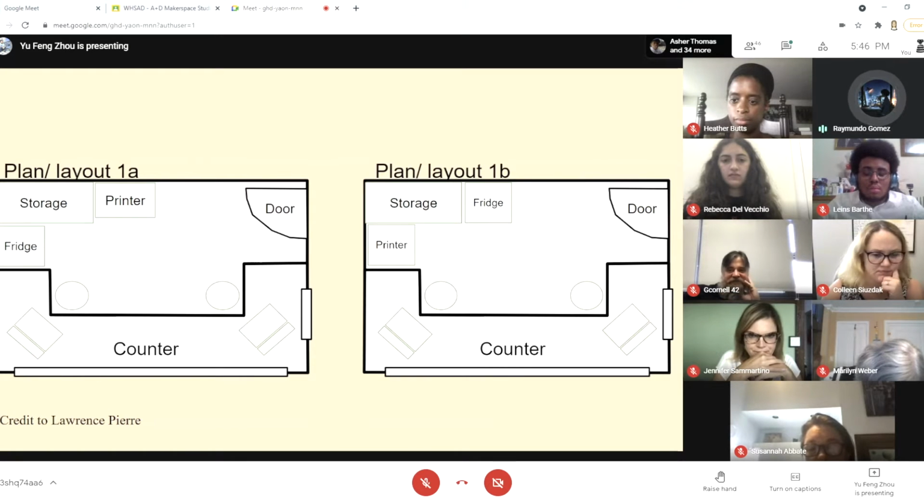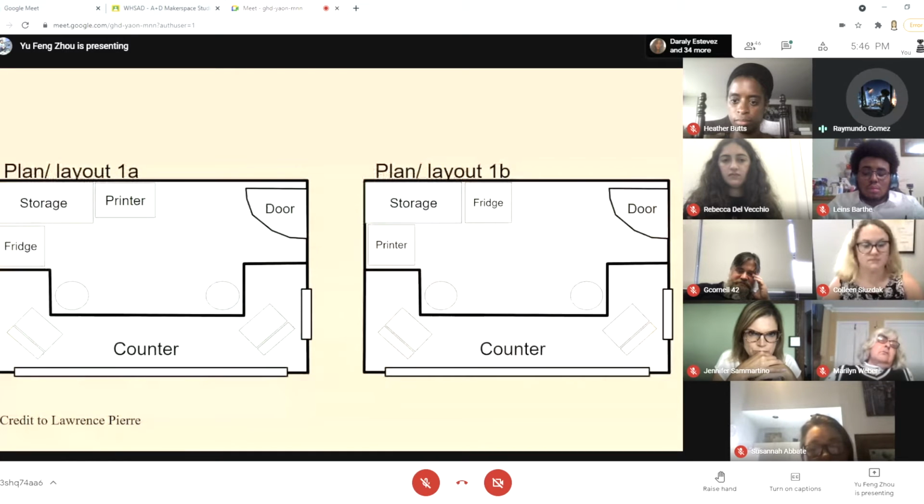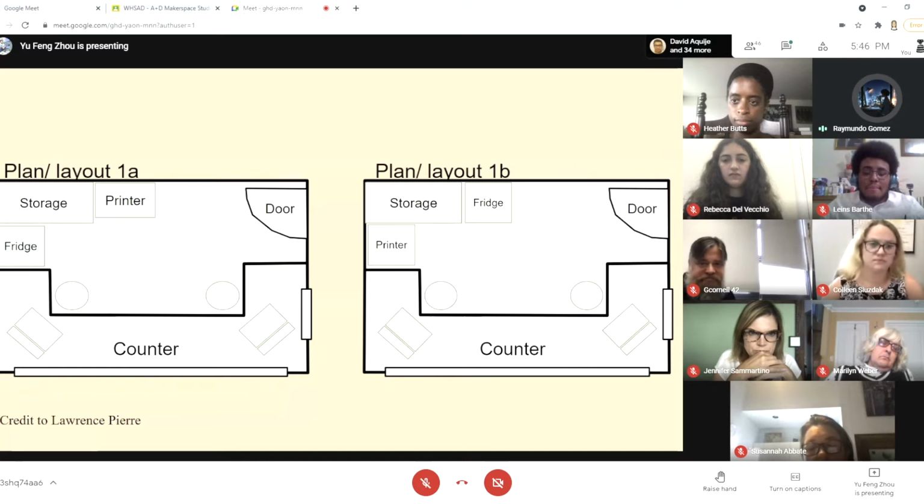With the help of Lawrence, he showed me a way to form my layout sketches through shapes in Google Slides. It can be very helpful and you can make edits and placements pretty quickly. The difference between layout A and layout B would be the placements of the printer and the fridge.